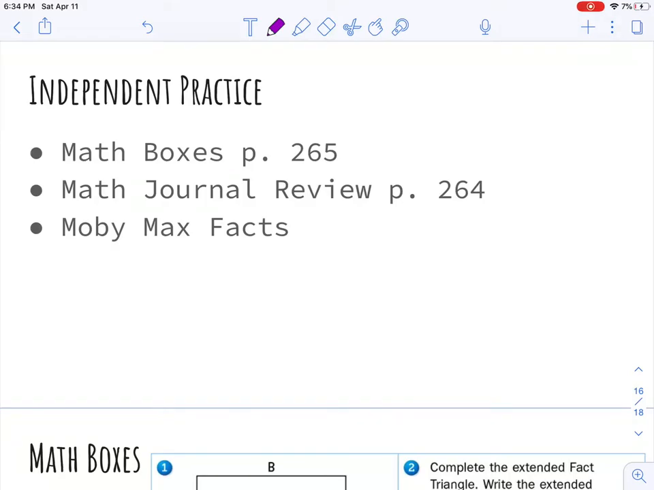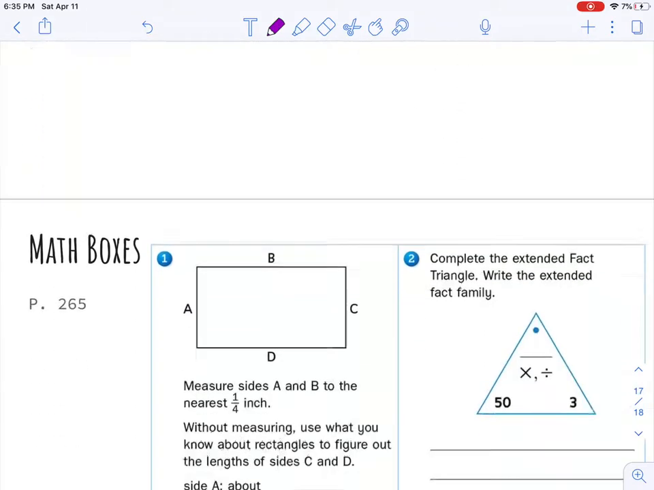After that, you are going to do some independent practice today. Math boxes, page 265, and Math Journal Review, page 264. If you practice Factor Bingo today, you do not need to do your MobyMax facts. All right, I want you to pause the video here and then come back after you finish math boxes on page 265. I'm going to go over the answers on the next 2 pages so that you can check, but I would like you to pause and do them first and then come back to the video.